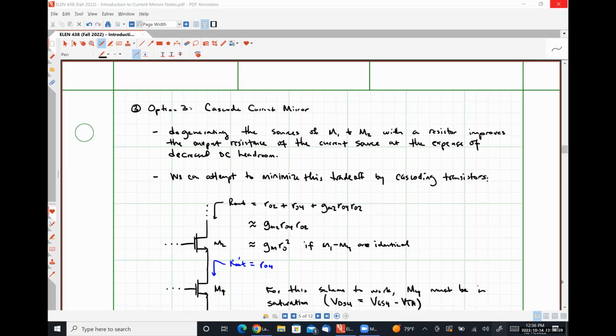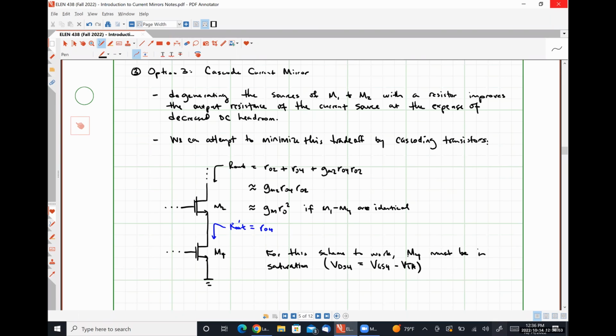Where we had wrapped up last time was dealing with cascoding our current mirror in order to increase the output resistance of our current mirror, such that it would behave more like an ideal current source.